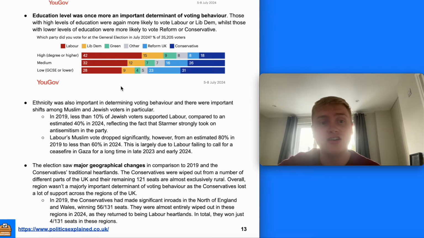Those with higher levels of education and attainment were more likely to vote Labour or the Lib Dem, while those with lower levels of education and attainment were more likely to vote Reform or Conservative.